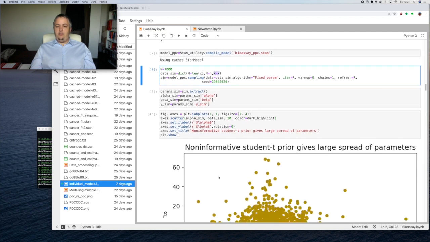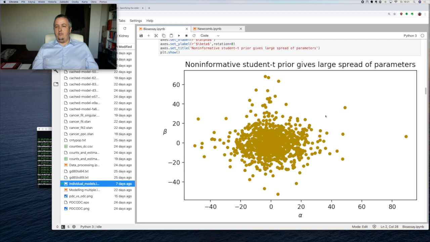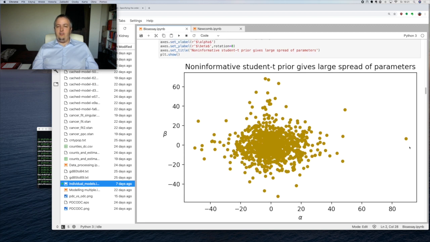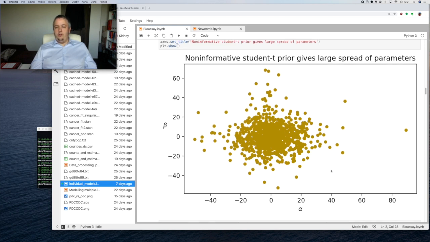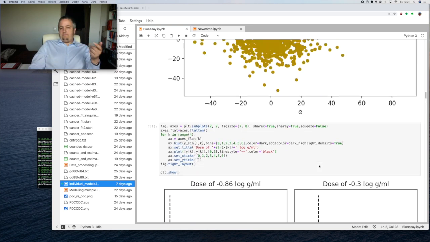Let's start with our non-informative student t prior, and generally we get a large spread of our parameters, because we haven't assigned any correlation for those variables. We don't have any systematic relationships. Here, each of those we assume as independently distributed. As you can see, there is a large spread because student t distribution allows for heavier tails in order to move.